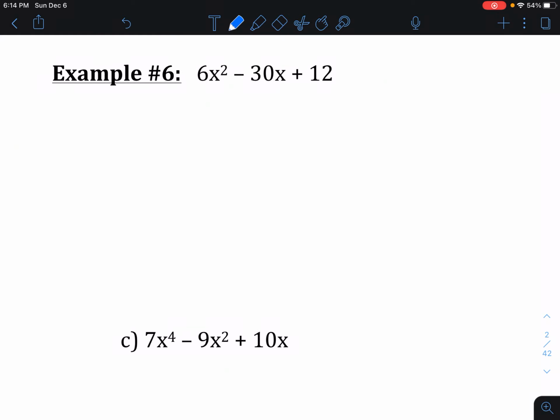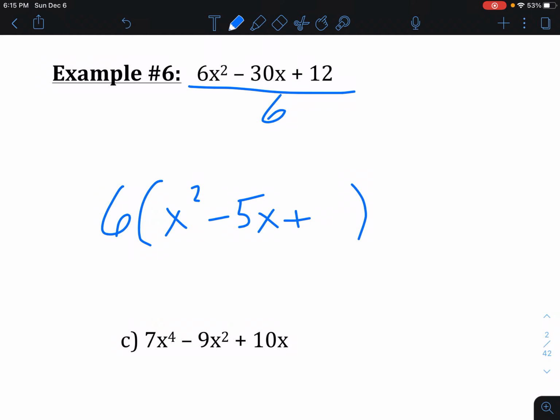All right, we got a trinomial here. Think of the largest number that goes into 6, 30, and 12. If you said 2, that's not large enough. There's actually a bigger number. It's 6. Now 6 is your GCF. There will not be an x with it. Why? Because there is no x with the 12. So it's just a 6, not a 6x. And then carefully divide everything by 6. So that'll be 1x squared minus 5x plus 2.